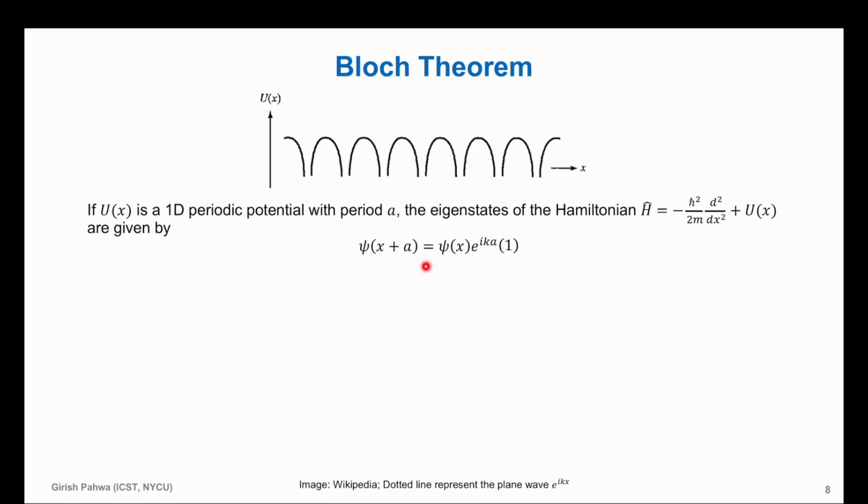So psi of x plus a is equal to psi of x times e to the power i k a. I'm just going to give you some idea; there is a full, formal derivation of that, but we won't go into that theory. It requires some more complicated quantum mechanics, operators and so on. But I can give you some idea why this is there. Let's talk about some observables.